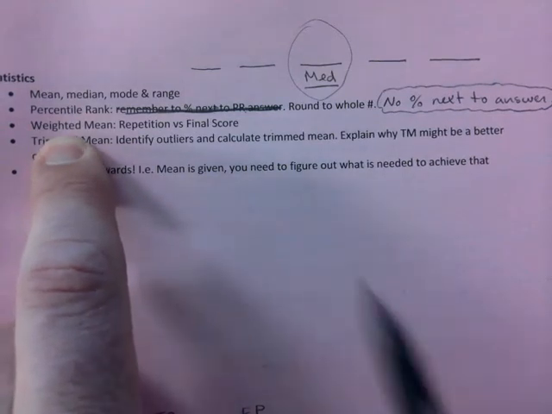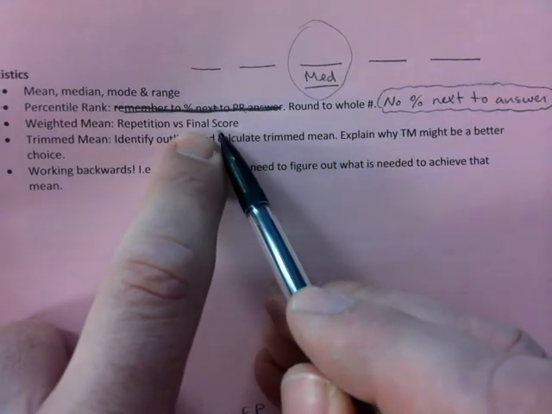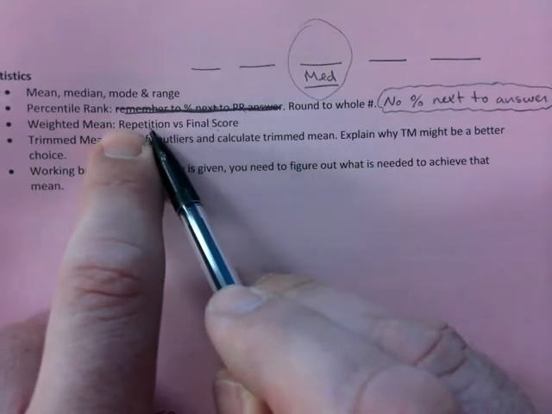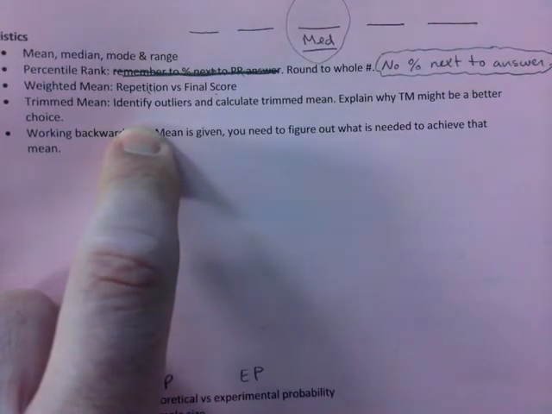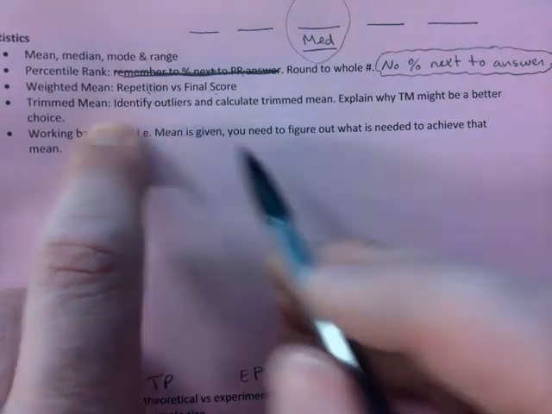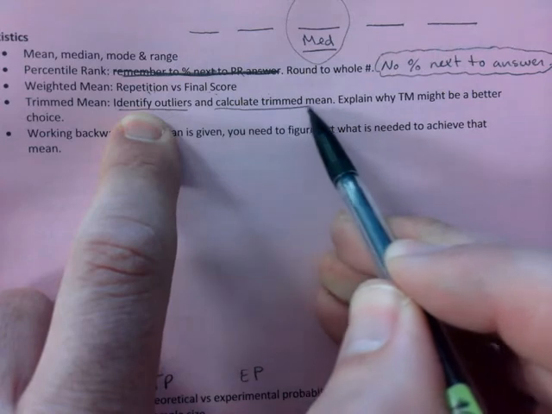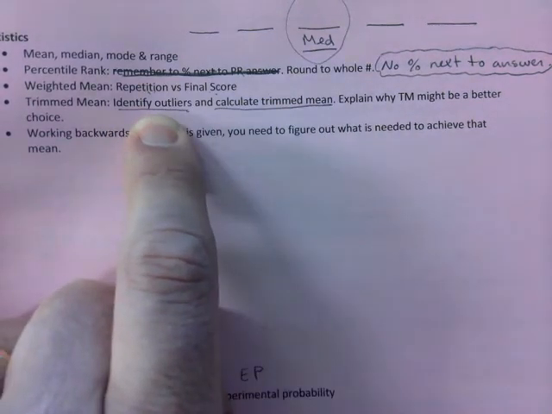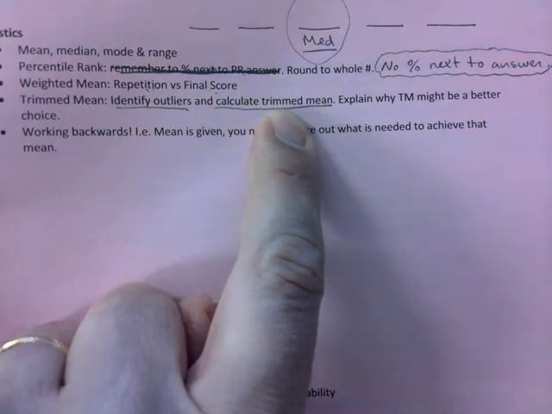Weighted mean, we had 2 scenarios: repetition versus getting the final score on your test. Look those up. We did both of them in the booklet. I made you write down a nice heading for every single case. Trimmed mean, you need to be able to identify the outlier and calculate the trimmed mean. The key is there might only be one outlier on the upper or lower end, but for the trimmed mean, you trim both ends, higher and lower.